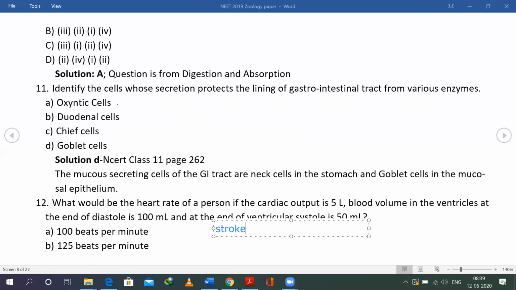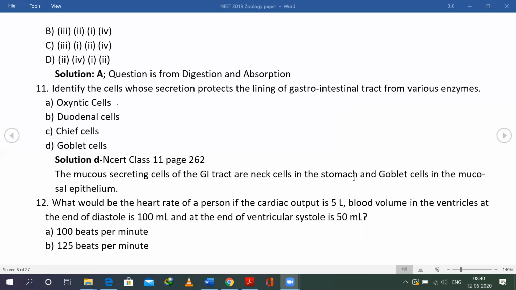The stroke volume in general in human beings is 70 ml. How many times does the heart beat? The heart beats 72 times in a minute. So approximately you get 5040 ml in a normal situation if you have a stroke volume of 70 ml. So that is in a normal situation.